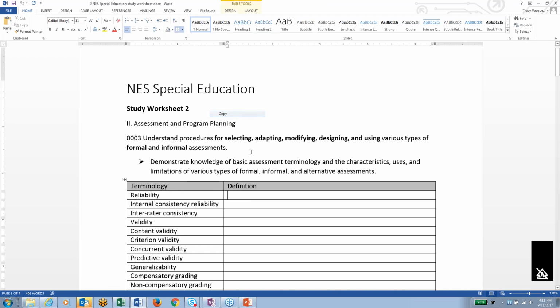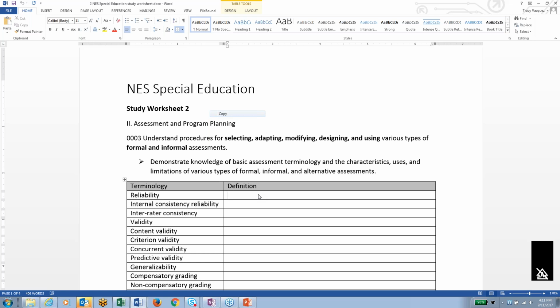Understand procedures for selecting, adapting, modifying, designing, and using various types of formal and informal assessment. Demonstrate knowledge of basic assessment terminology and the characteristics, uses, and limitations of various types of formal, informal, and alternative assessments. So we'll go ahead and get started here. We do need to know this basic terminology. So we'll go ahead and start with reliability. Alicia, did you raise your hand again? I didn't, however, I did define that one. Okay, sure.